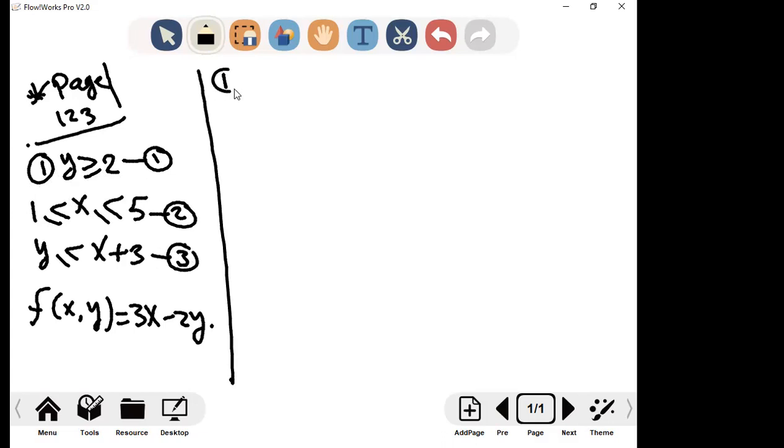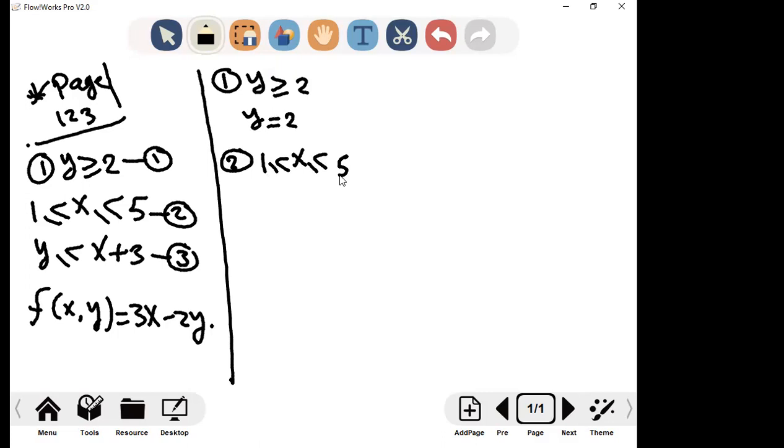Let's start with inequality 1. Y equals 2. Do we have x? No, this is a line that cuts the y-axis at 2, so no need to find intercepts here. But the second one, we have two inequalities: x is more than or equal to 1 and less than or equal to 5.